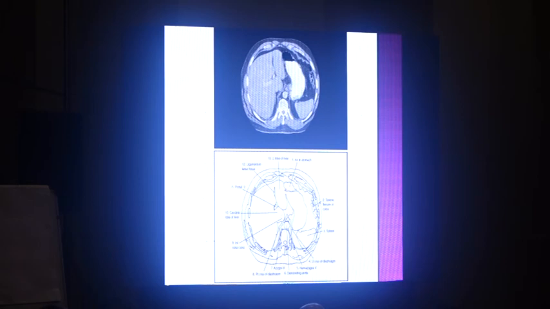This is the IVC. Hepatic veins are draining into the IVC. Next.